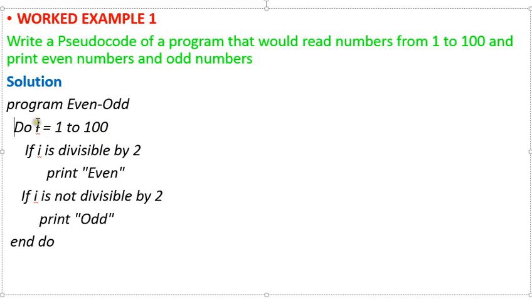So the first thing it will do, it will take I equal to 1, and it will come to this decision level, that is if, and say if that I taken is divisible by 2, then if yes, it will go and print even. If it is not, then it will come to this decision and say, is it not divisible by 2? Yes, it is not. Then print odd. After doing that, it will go back and take the second number, do the same thing, go back and take the next number, do the same thing until it finds that this I is equal to 100, and now it will end the process.